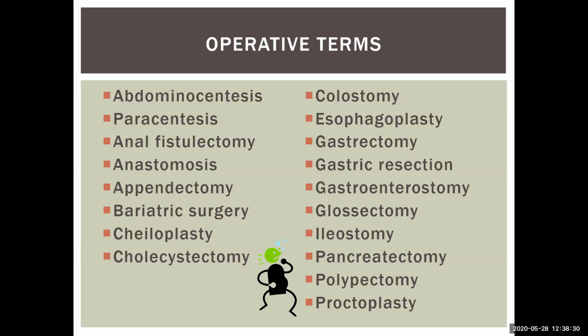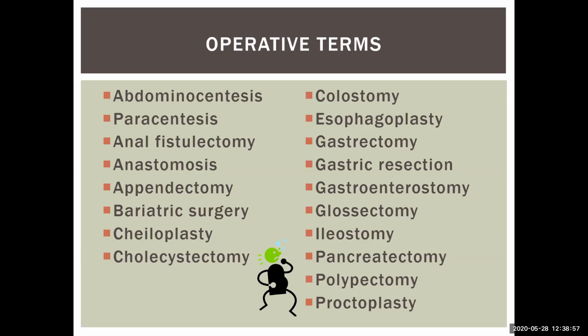Cholecystectomy would be excision of the gallbladder, so common for any kind of gallbladder disease. Colostomy, so remember this is different than the colonoscopy, which is looking. The colostomy is creating an opening in the colon through the abdominal wall to where that person would eliminate their stool now. So it would be like an abdominal anus.